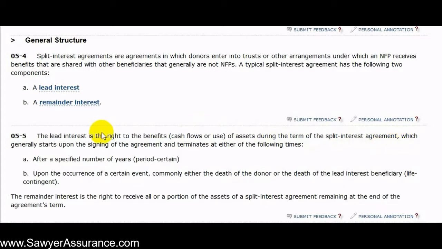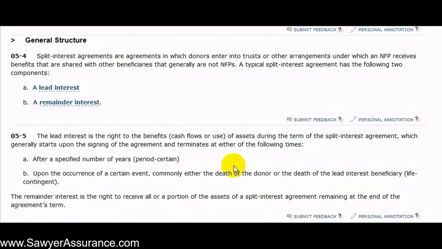And that term usually starts upon the signing of the agreement and it terminates at either of two times, after a specified number of years, or upon the occurrence of a certain event, maybe at the donor's death or the death of a lead interest beneficiary. And so once that term of the agreement has ended, then the remainder interest comes into effect, and they have access to the assets or cash flows at that point. So the remainder interest is the right to receive all or a portion of the assets of a split interest agreement remaining at the end of the agreement's term.